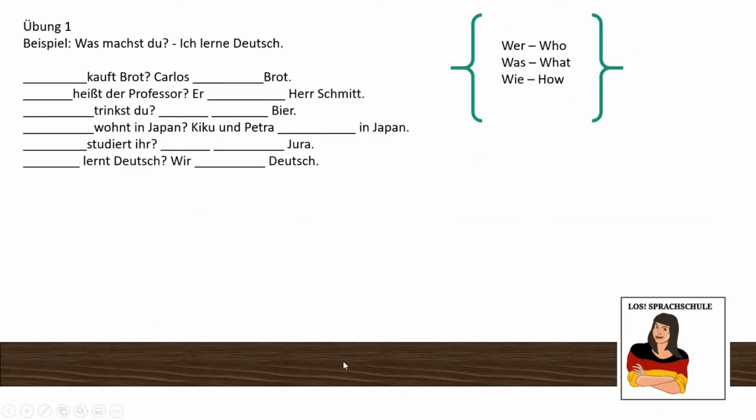Okay, I gave you here the little summary of the first question words we learn. Wer, who, was, what, wie, how. Now we have an exercise. We have here a nice example. Was machst du? Ich lerne Deutsch. What do you do? I learn German. Please try to fill in the blanks. Keep in mind that sometimes 2 words are necessary. Okay, press pause and I'll see you in a second.